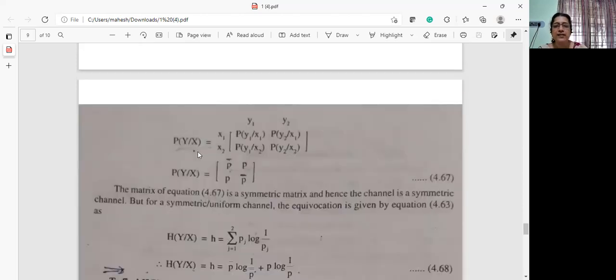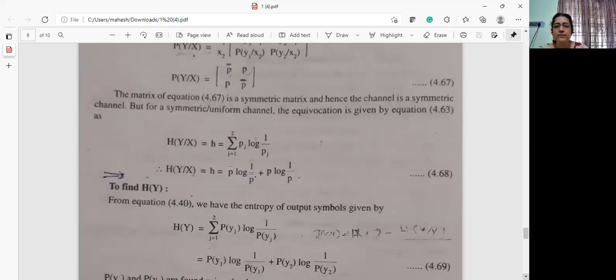And this is the channel matrix given as P of y by x. Source symbols are x1, x2. Destination symbols are y1, y2. And the probability matrix is given as P bar, P, P, P bar. Now you can write the entropy equation H = Σ Pj log of 1 by Pj.